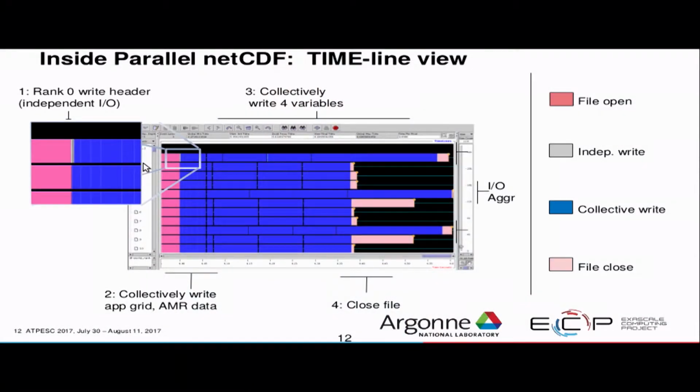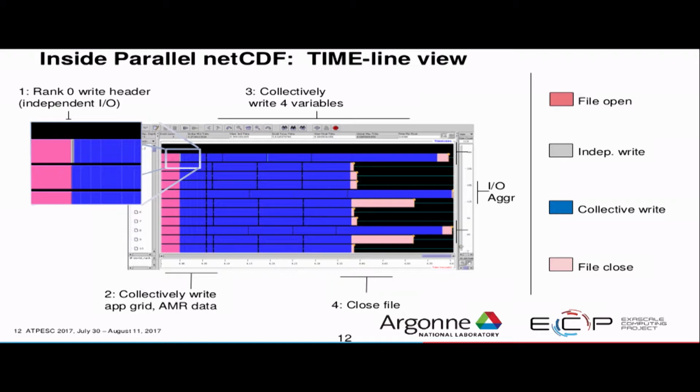On the y-axis here is processes, MPI processes, and the x-axis is time. So when rank 0 does an independent file write of the header in Parallel-NetCDF, that shows up as an itty-bitty gray sliver here from rank 0. There's a collective open that happens over here, and in this faint pink area is the close. In between is the write of some information. I guess I'm a little bit out of order here.